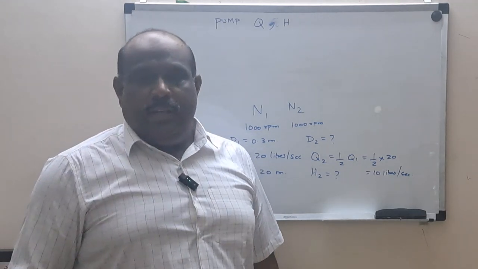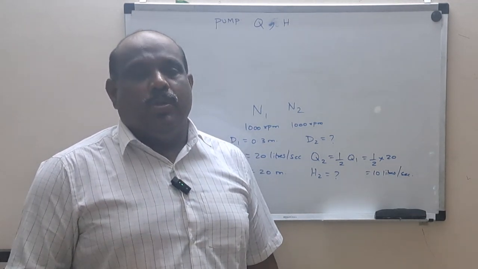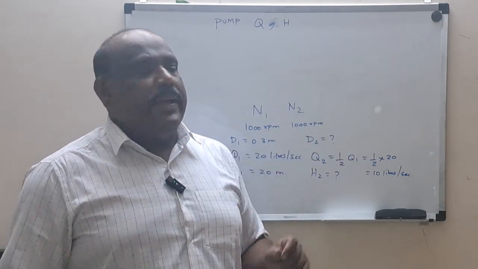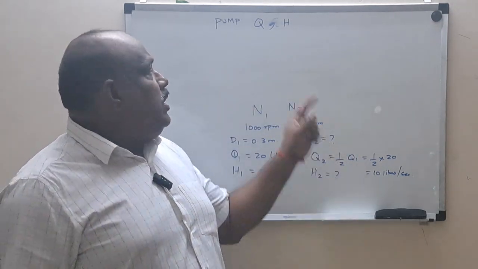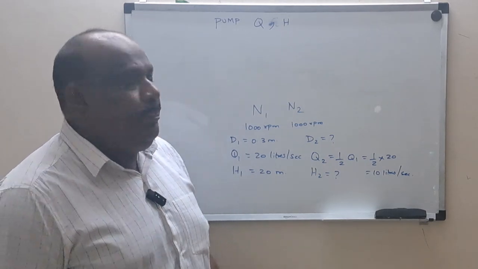So the heroes of the pump are Q and H. What do we want from a pump? To lift water from the ground level or below the ground level to the 10th floor or 20th floor. So the head is required, as well as how much amount of water I have to store in the overhead tank. That is something about my flow rate. So these are the two heroes of a pump.